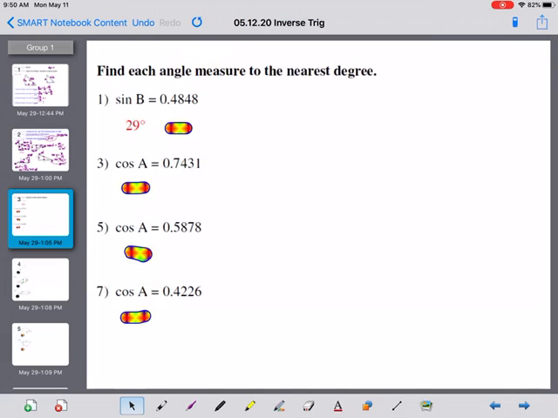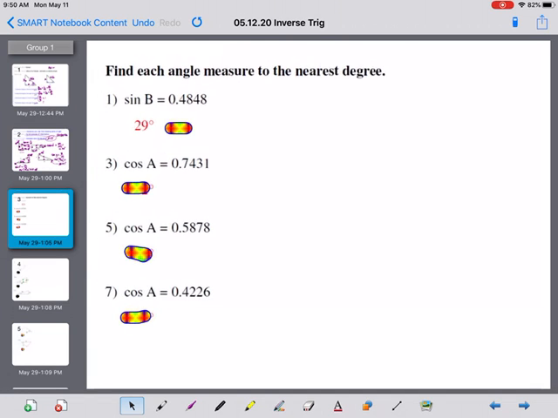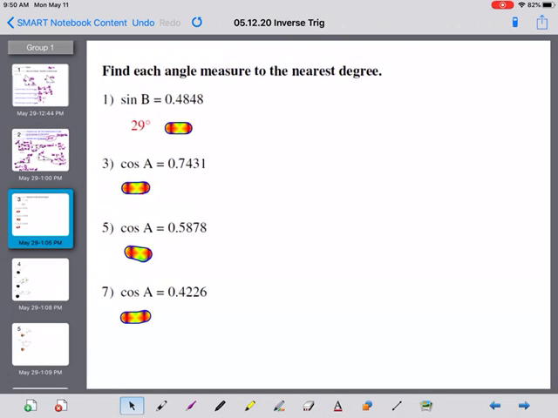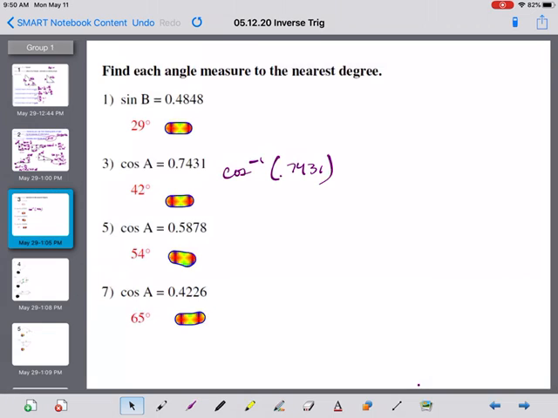Next one, inverse cosine of 0.7431. So you type inverse cosine 0.7431, and you get 42. Go ahead, do 5 and 7. There you go. And then you could always check. You could say, okay, then the cosine ratio of 65 equals about 0.4226 to 1 ratio.